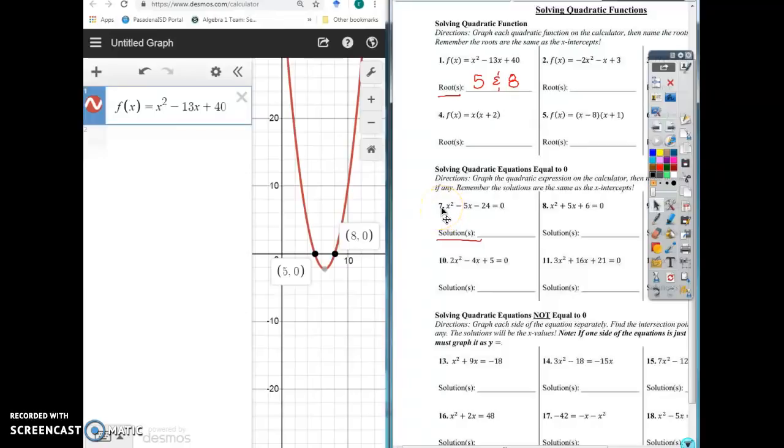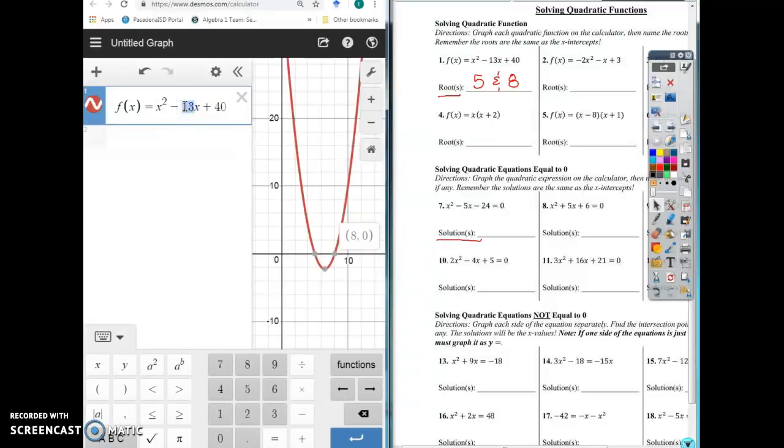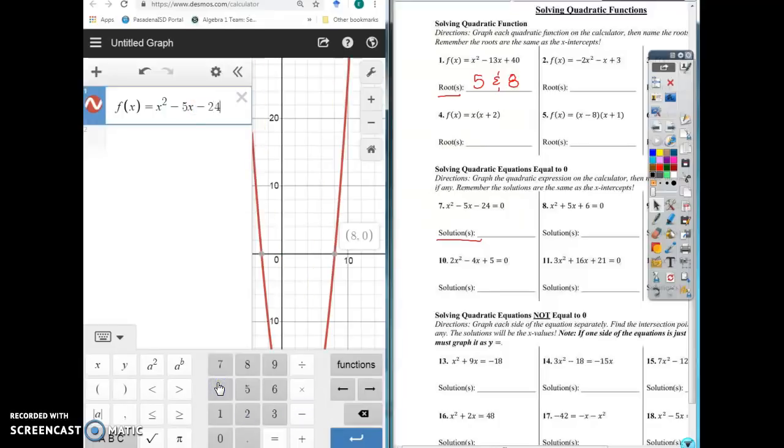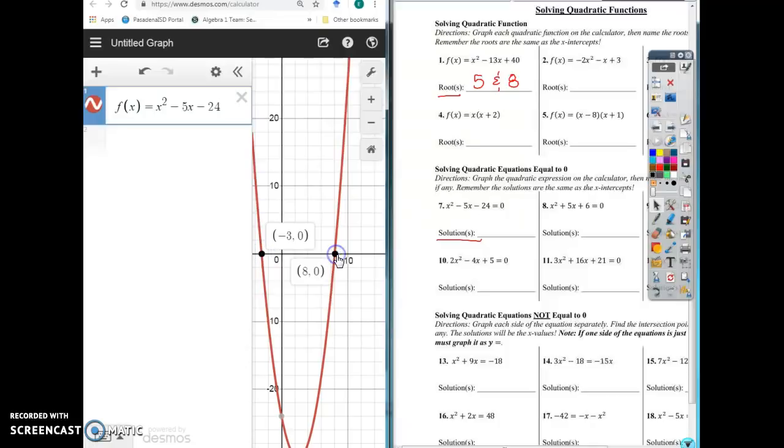Problem number 7, I would just change some of these. So like this one, change it to minus 5x, and this one, change it to minus 24. That way you're not having to retype every single one of them. And the solutions for these are negative 3 and positive 8. The order does not matter.